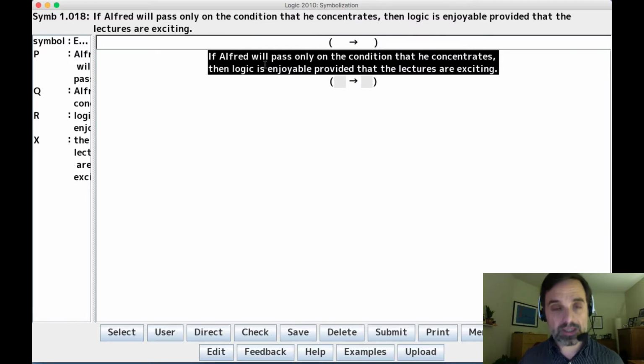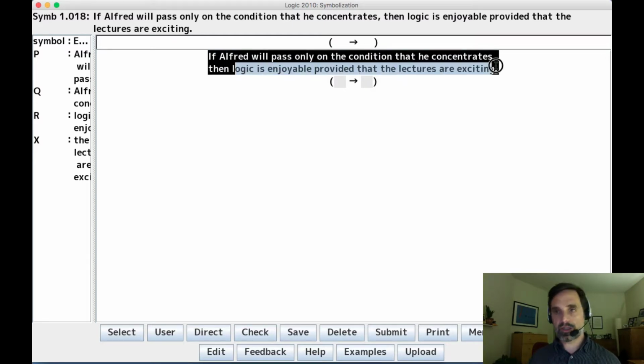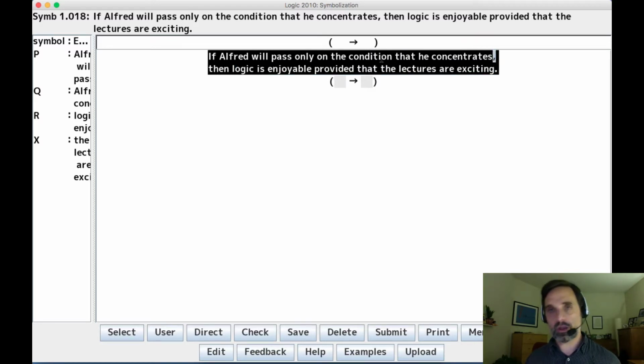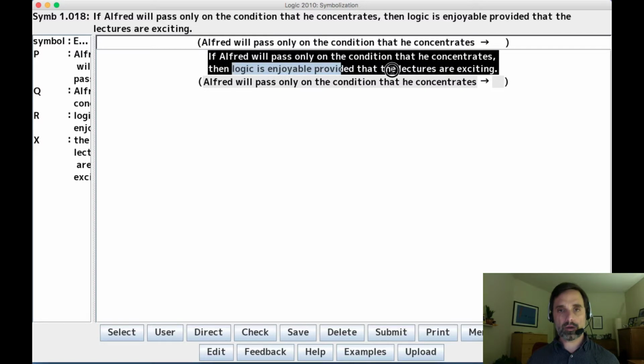So only on the condition that is not the main connective, and we know that because it doesn't pass the removal test. That leaves us with this if, which could attach with the then. So let's see, is this a sentence? Alfred will pass only on the condition that he concentrates, yes. And so is this long thing. So that's the main connective because if we remove the if and the then, we're left with two sentences. And the if then being the main connective causes the break to be where the comma is. So here's our antecedent, the if clause, and here's our consequent, the then clause.